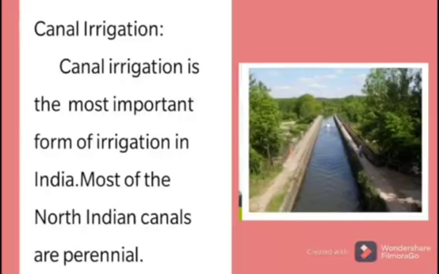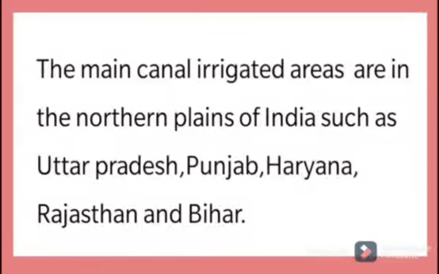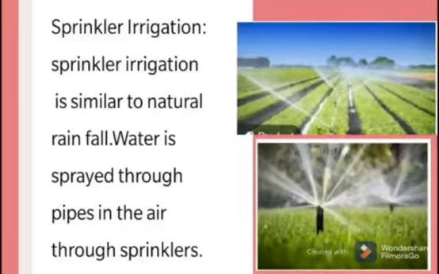Canal irrigation. Canal irrigation is the most important form of irrigation in India. Most of the North Indian canals are perennial. The main canal irrigated areas are in the northern plains of India such as Uttar Pradesh, Punjab, Haryana, Rajasthan and Bihar. Sprinkler irrigation. Sprinkler irrigation is similar to natural rainfall. Water is sprayed through pipes in the air through sprinklers.